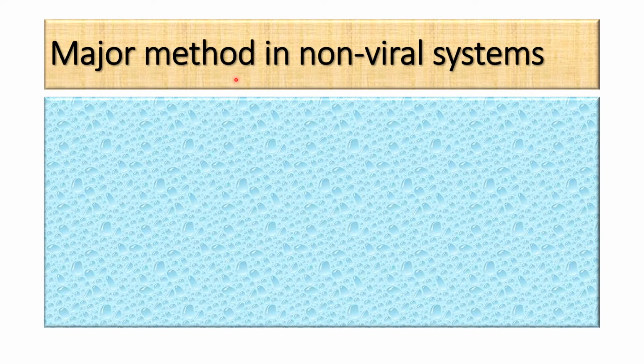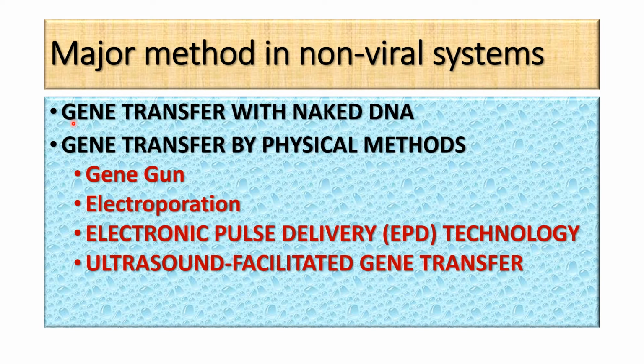Take a look at major methods in non-viral systems. First, gene transfer with naked DNA. Second, gene transfer by physical methods. For example, we can use gene gun or electroporation or electronic pulse delivery or EPD technology or ultrasound facilitated gene transfer.